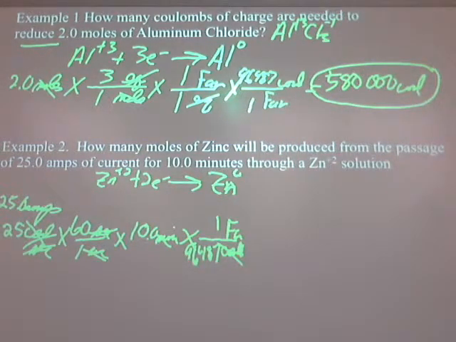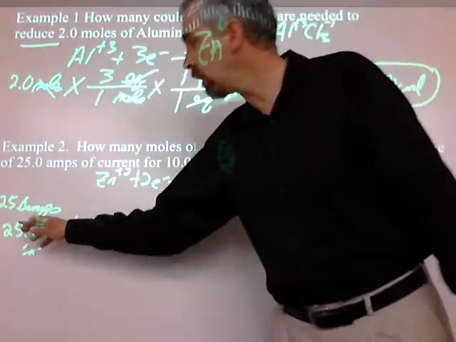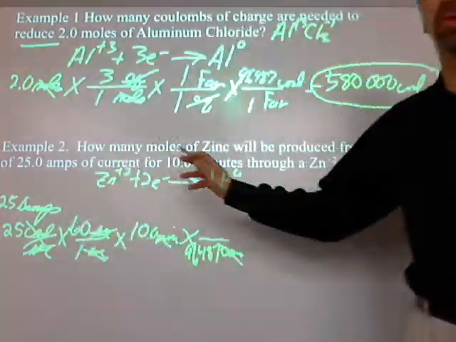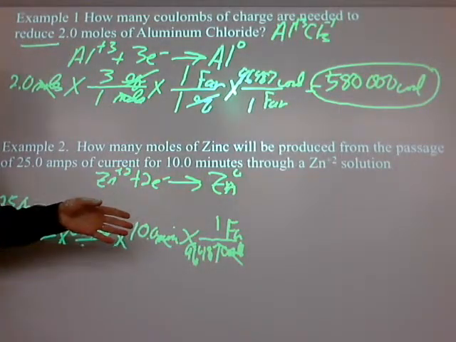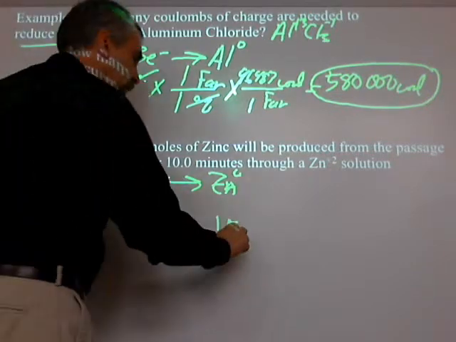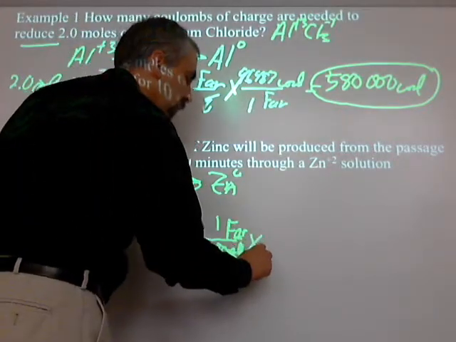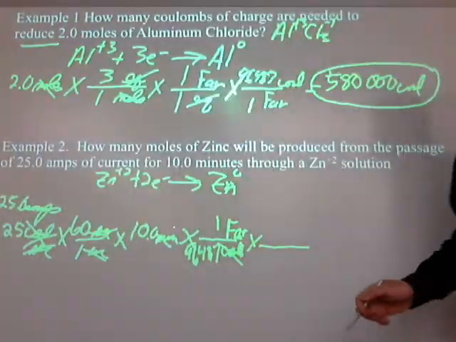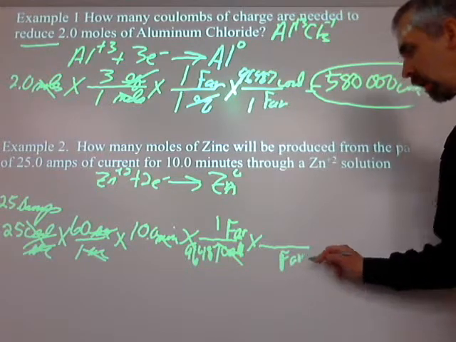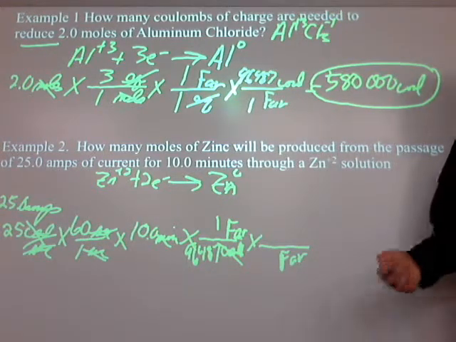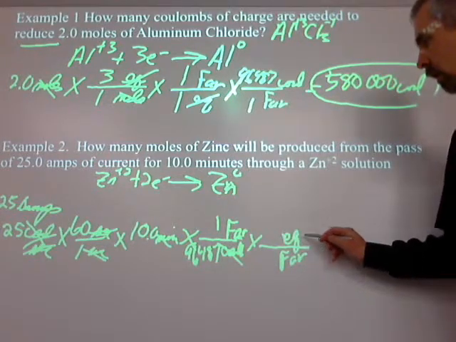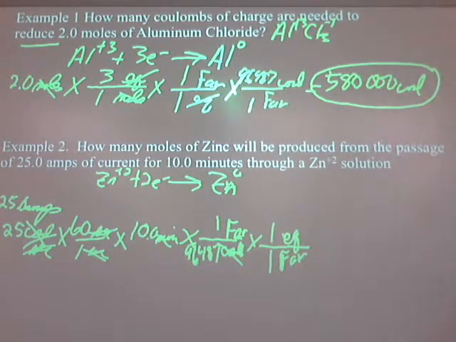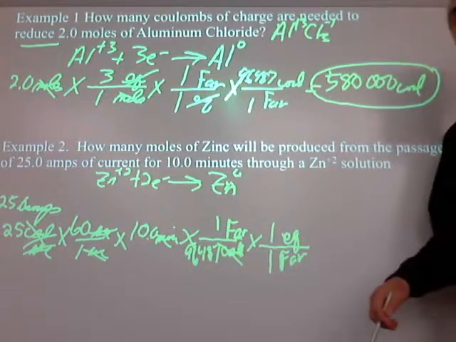I know this is in the way, but I can't move it because it's very fragile. Coulombs have to go on the bottom because I have 25 coulombs per second, so coulombs are on the top and I have to cancel. Now I'm in Faraday's. What do I have to do now? I'm trying to get to moles. Faraday's have to go on the bottom for sure. What goes on the top? What are Faraday's related to? Equivalents. 1 Faraday is 1 equivalent, and that will be the case all the time.